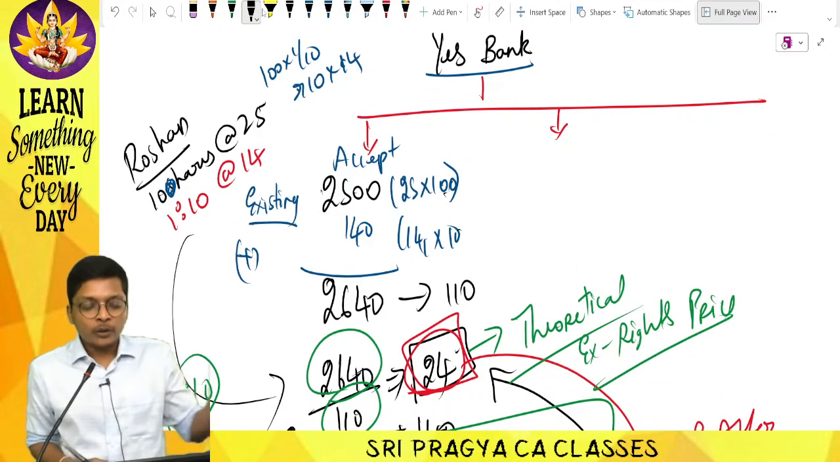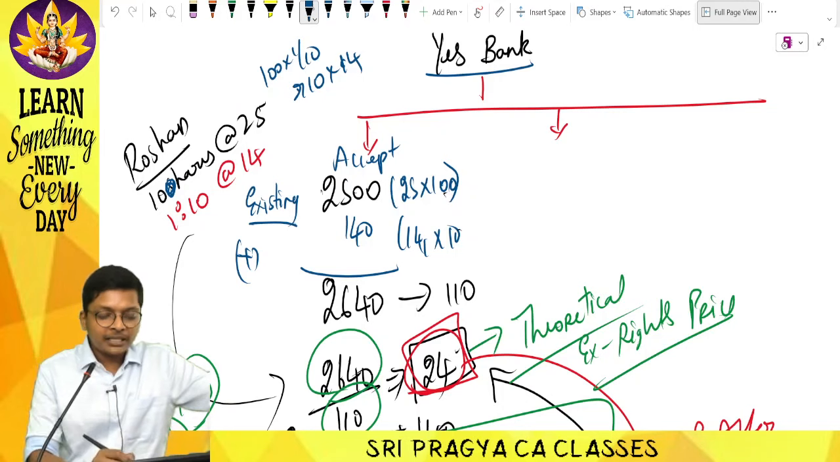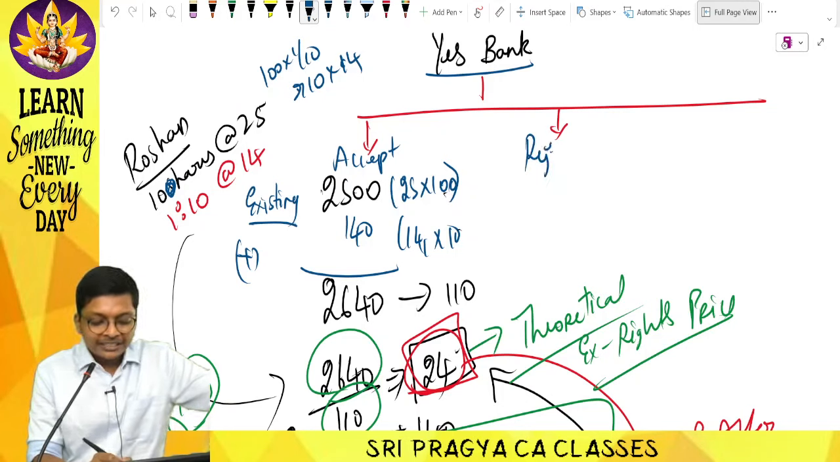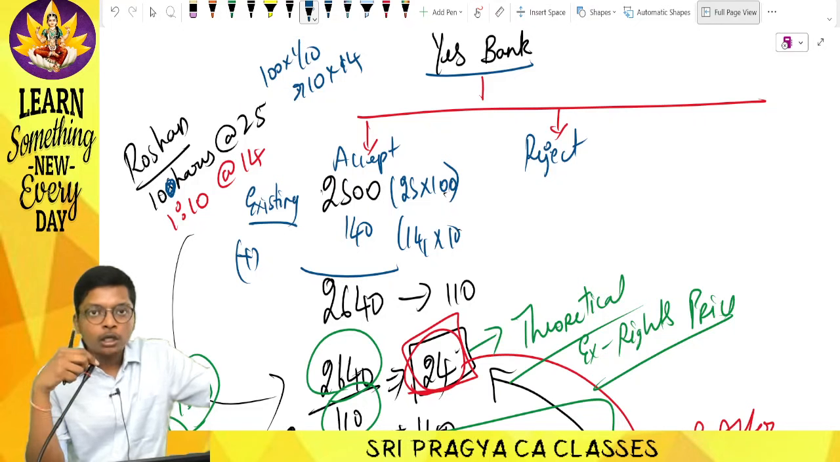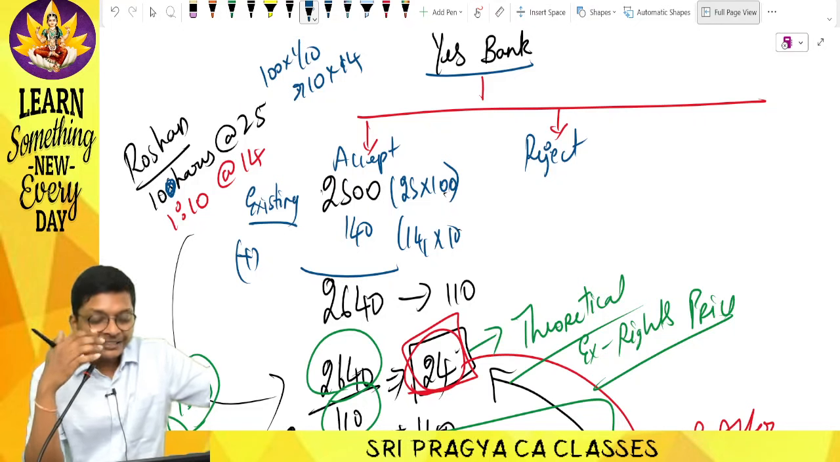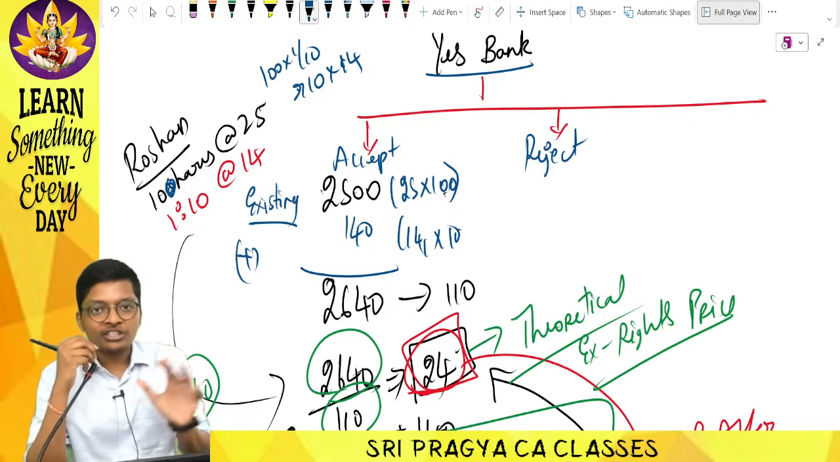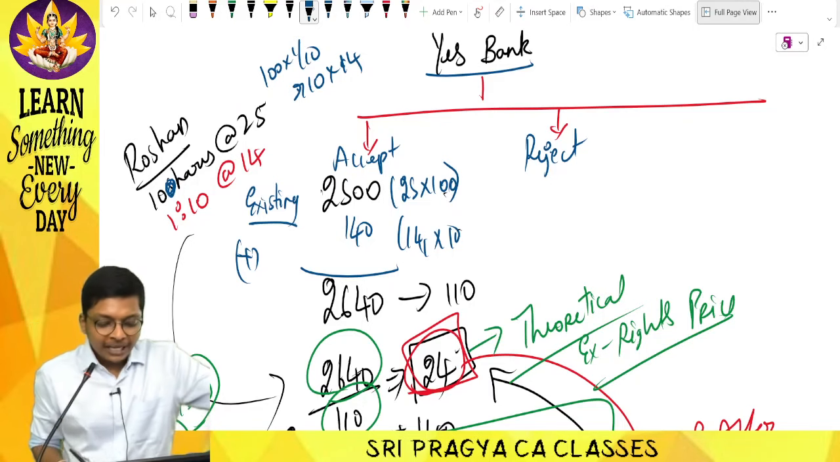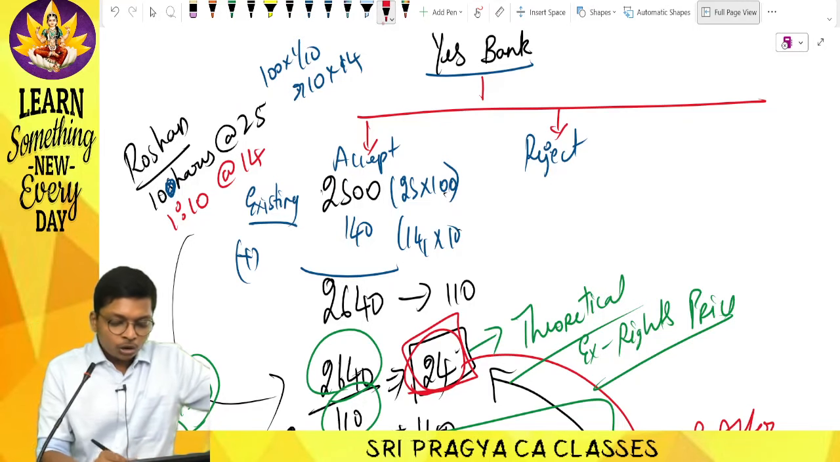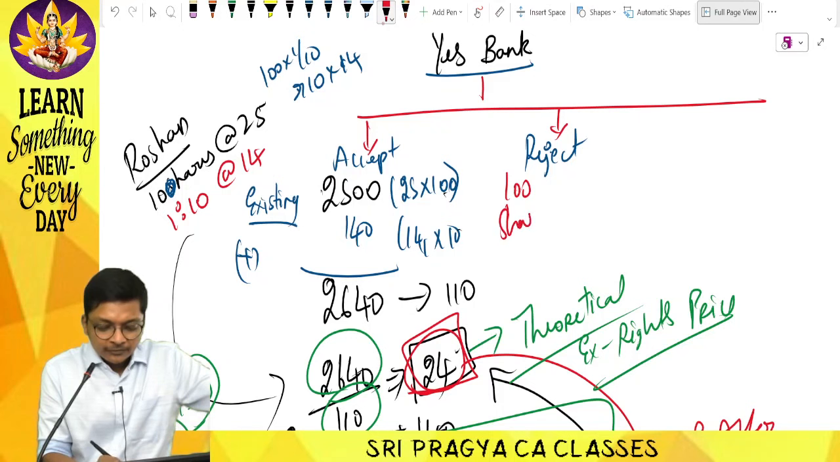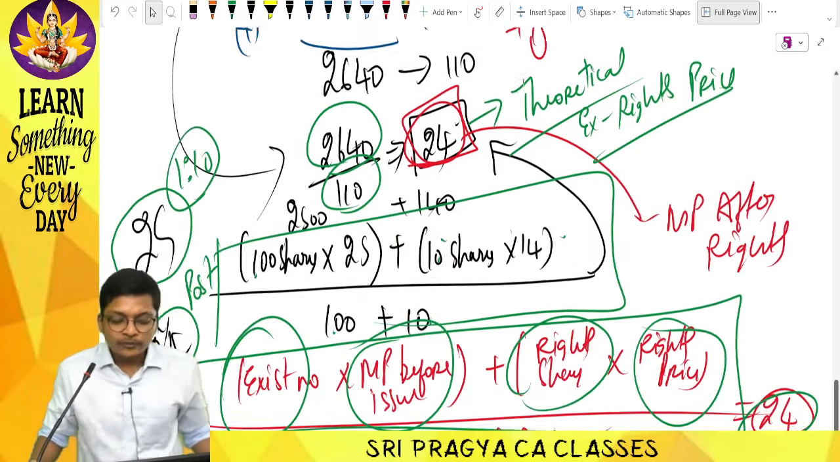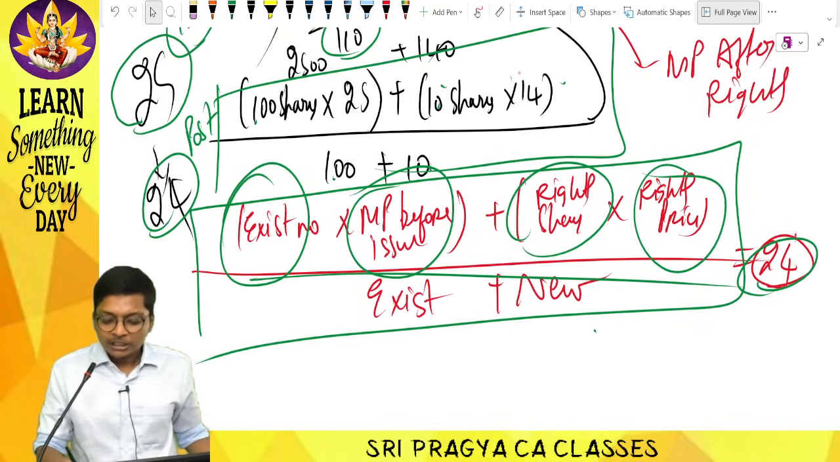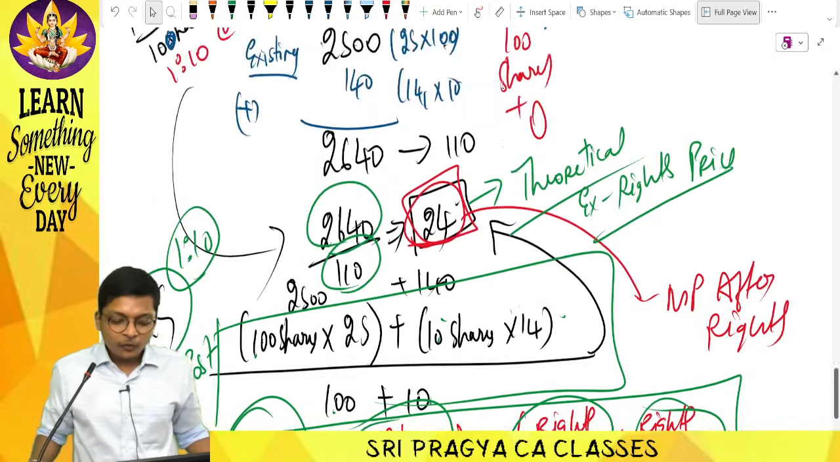Roshan went to Goa for vacation. When the offer came, he rejected the offer because he was silent, or Roshan said, yes bank, I don't want to buy more shares. He rejected. So what happens if he rejects? Roshan already had 100 shares. Is he buying any new shares? No, 0. But we just proved that after the rights issue, the share price will go to 24 per share.